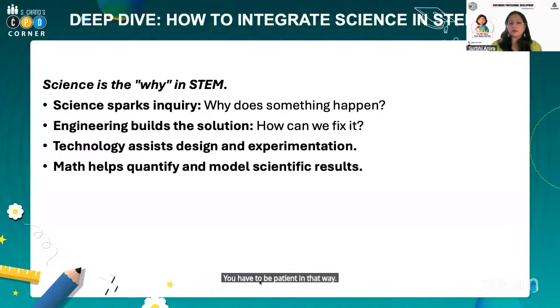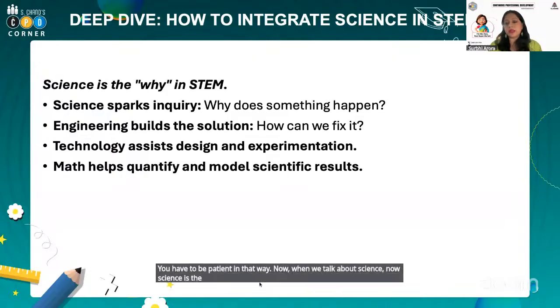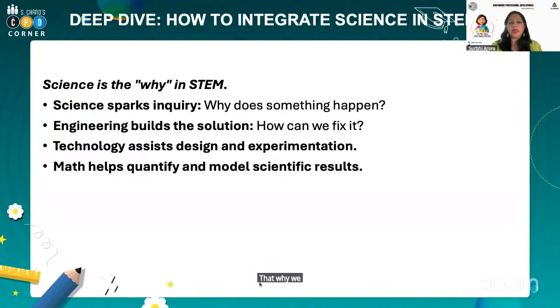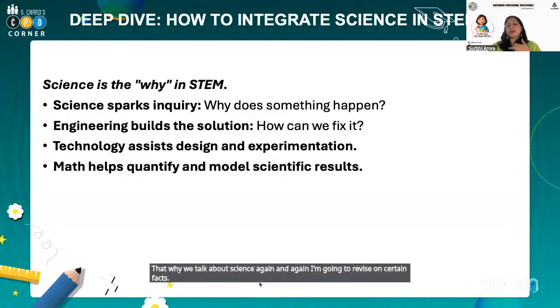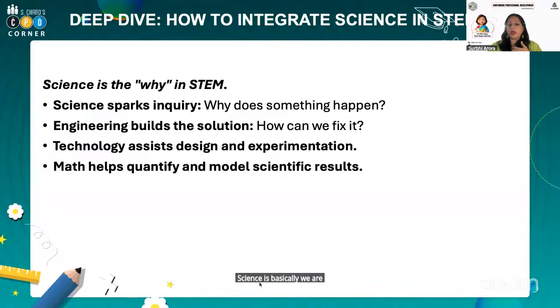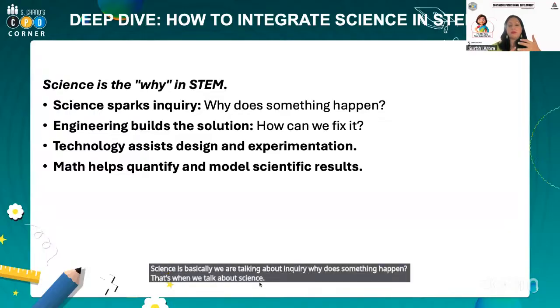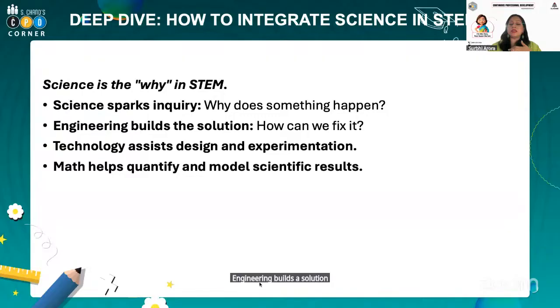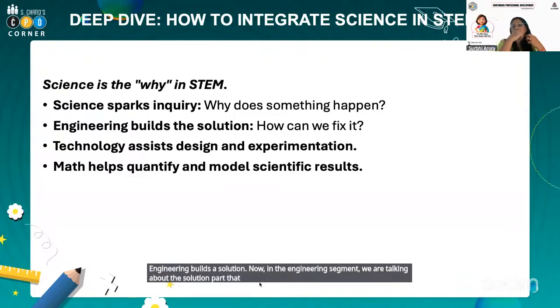Now, when we talk about science, science is the why in STEM. That's one thing we need to understand, why we talk about science again and again. I'm going to revise certain facts. One, science is basically inquiry: why does something happen? That's when we talk about science. Engineering builds a solution. In the engineering segment, we are talking about the solution part: okay, this is a problem, but how do I solve this problem is my engineering part.